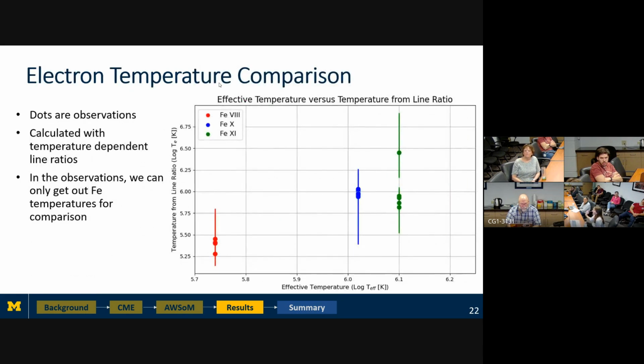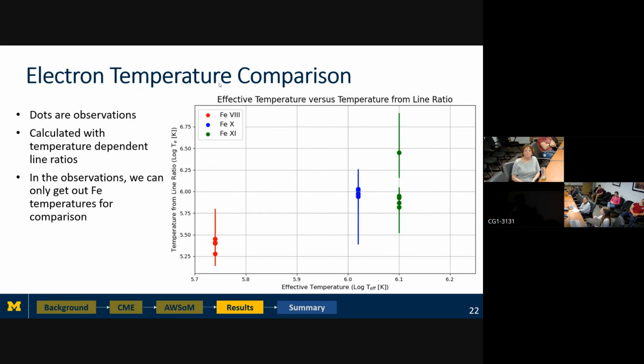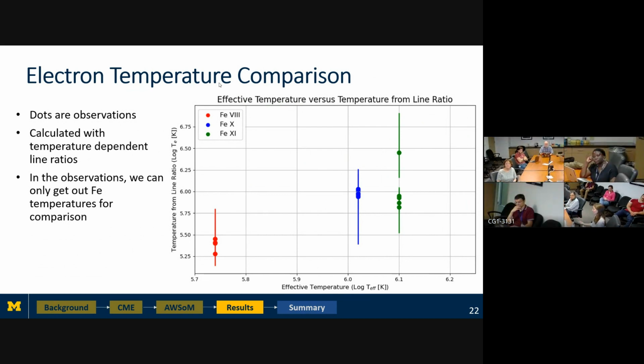So we can do comparisons with electron temperature from these spectral lines. So on the x-axis, we have the effective temperature, which is our DEM weighted temperature. And we're using this as the proxy for where the spectral line or where the ions form. And on the y-axis, we actually have the temperature from temperature-dependent line ratios.